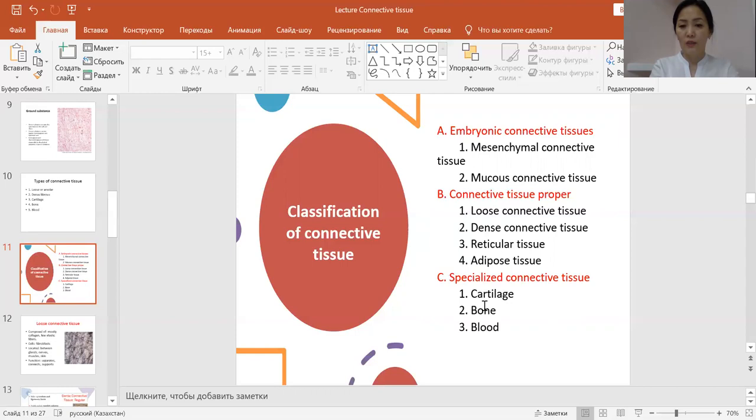Why specialized connective tissue? This group of connective tissue consists of special cells which are responsible for special functions. That's why we can say this is a specialized connective tissue. Okay, let's discuss one by one.